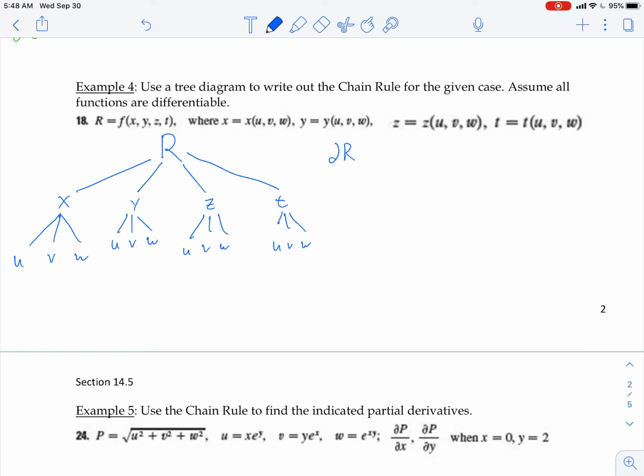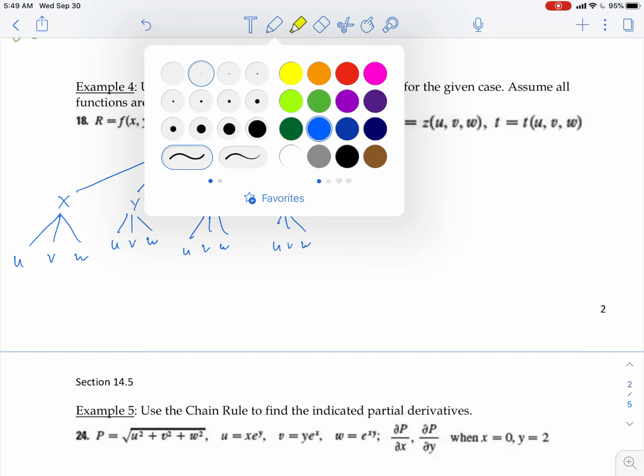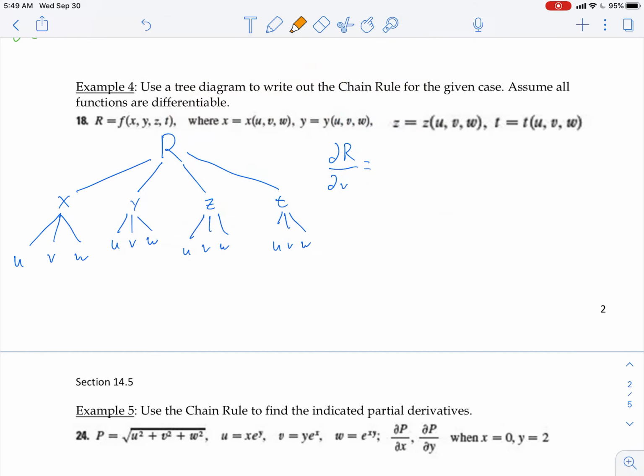So I'm just going to draw out one, and let's say, hey, let's take the partial of r with respect to one of our independent variables, let's say v. That's like a middle one. So I'm just going to highlight how we get that. So we're going to go from r to x to v, r to y to v, r to z to v, and r to t to v. And now I'm going to go ahead and write all that out.